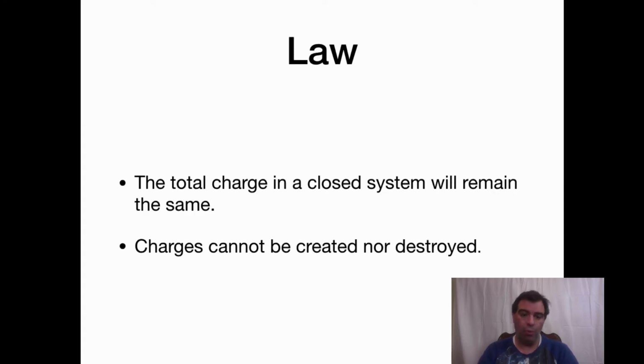So basically, the law of conservation of charge states the following. The total charge in a closed system will remain the same. That means that charges cannot be created nor destroyed, in very, very simple terms. Now, when two objects come into physical contact, electrons will flow between them, and we call that charging by conduction. Electrons will move between those two objects until they become isoelectronic. That means both objects will have exactly the same charge.